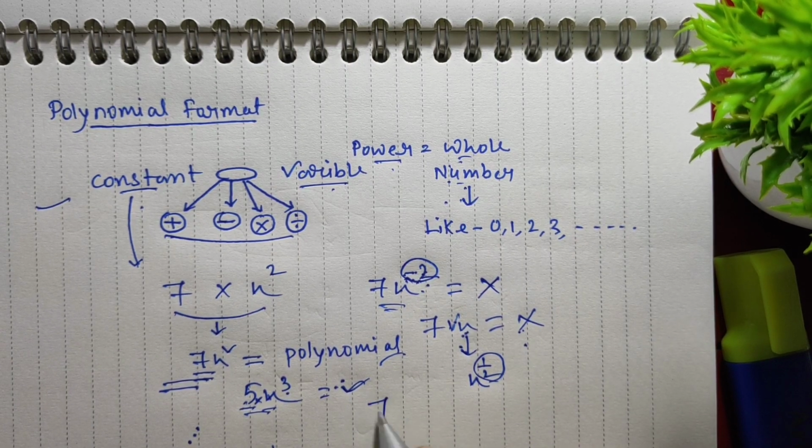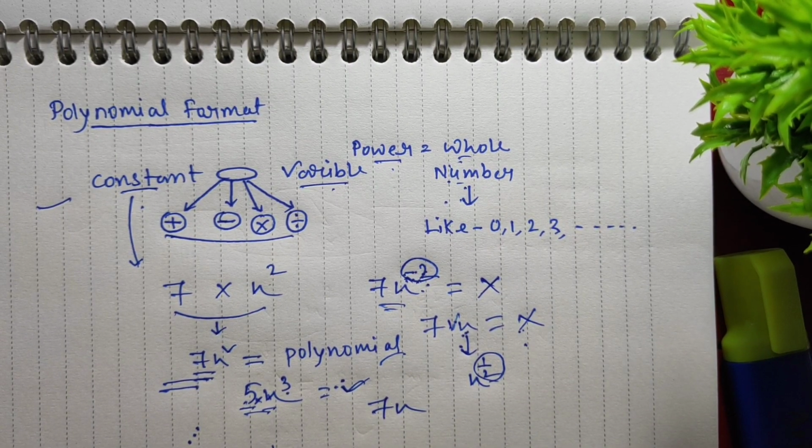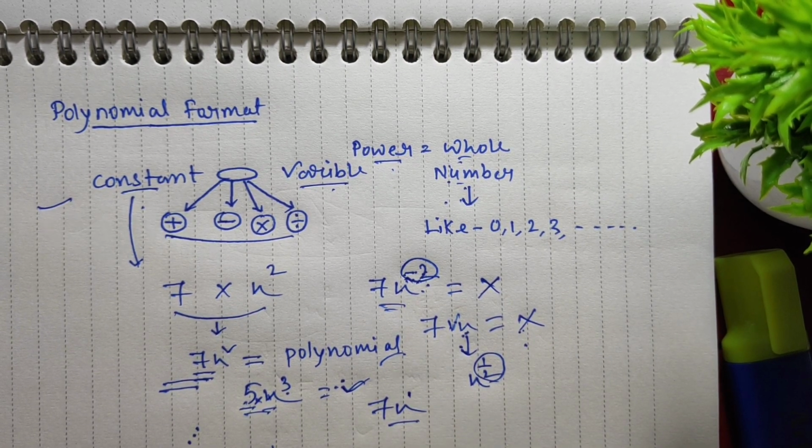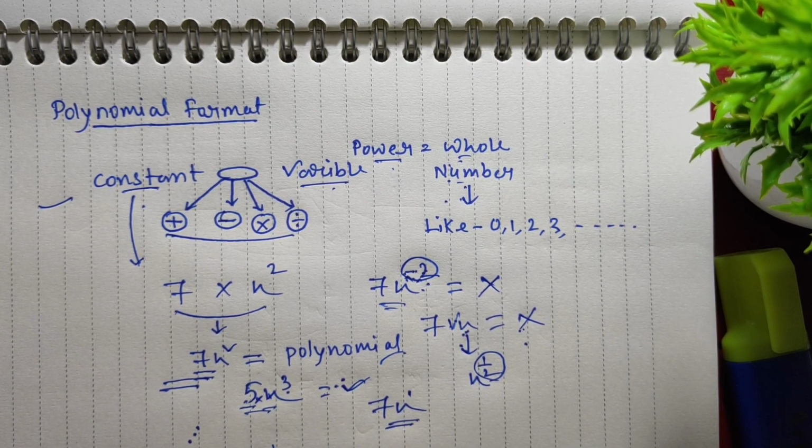But if I write only 7x, now is it a polynomial? The answer is yes, this is a polynomial, because the power of x is 1, that's why this is a polynomial. Now I think the concept of polynomial is clear. Now we can solve our important MCQs from this chapter.